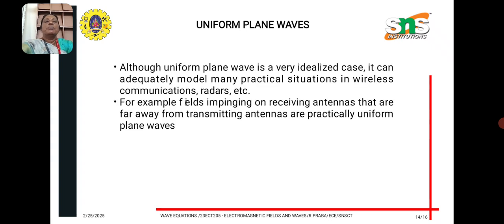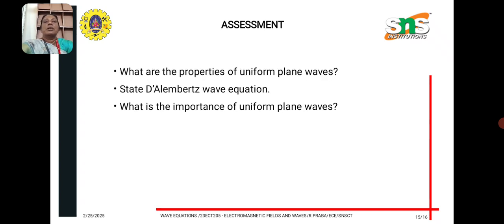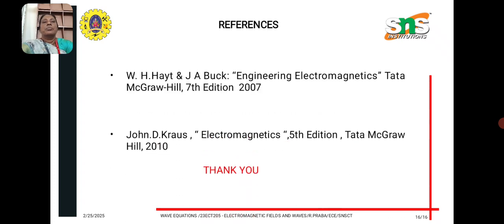And a uniform plane wave is a very idealized case. It can adequately model many practical situations in wireless communications, radar, etc. For example, fields impinging on receiving antennas that are far away from transmitting antennas are practically uniform plane waves. So the properties of uniform plane waves we have seen, D'Alembert's wave equation we have derived, and the uniform plane wave application also we have seen. Thank you.